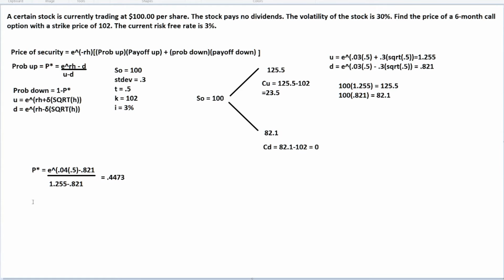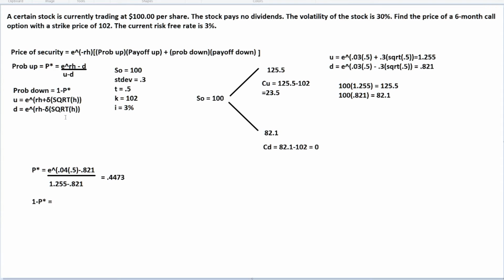And then just through some basic arithmetic, 1 minus P star, which is our probability down, is going to be equal to... I'm going to have to use a calculator. You know what? I'll save that for later. It's actually kind of irrelevant for this question, but you could solve it on your own later.